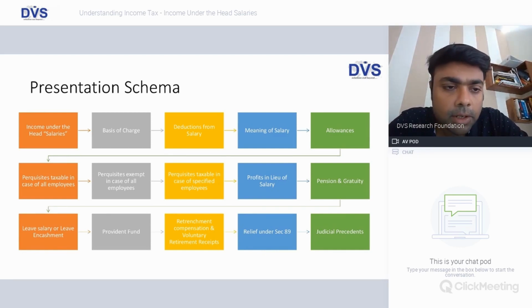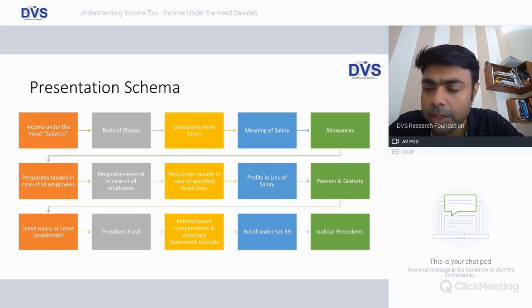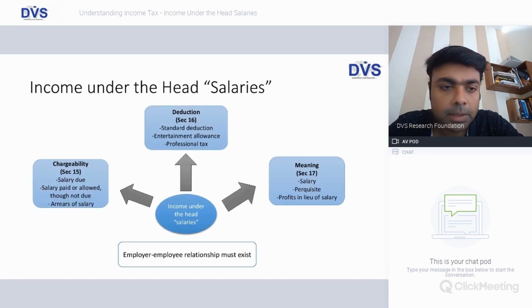First is the basis of charge, what are the deductions, exemptions, and salaries we have, how perquisites are taxed, how allowances are taxed, how profits in lieu of salary are taxed, and what reliefs are available under retirement benefits and for various categories of benefits which an employee gets from his employer. And of course, we shall also be looking at a few relevant judicial precedents in this regard.